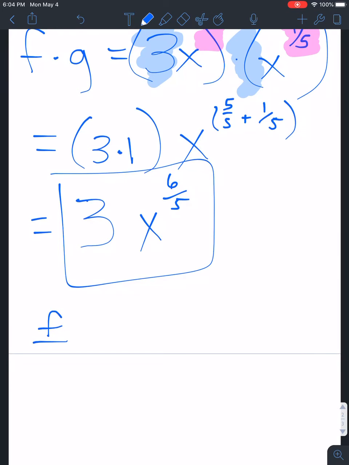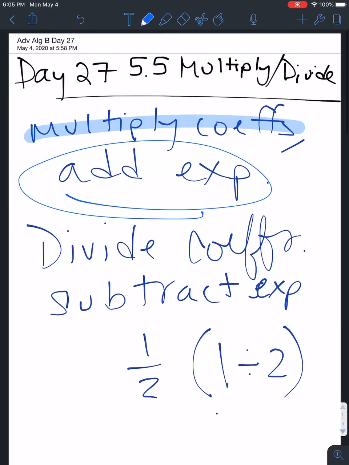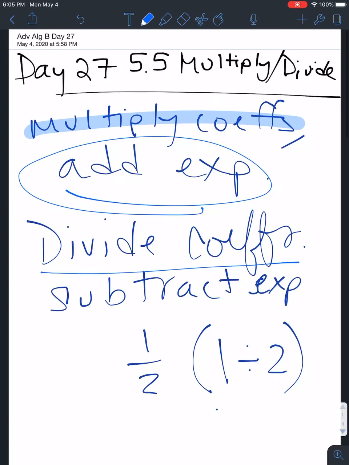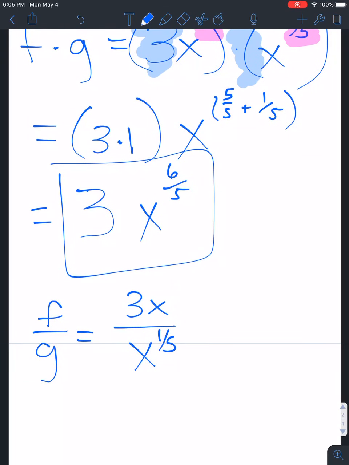Now let's talk about f divided by g. So f was 3x and g was x to the 1/5. So I have 3x divided by x to the 1/5. Now, if you aren't following the two steps, it's going to look confusing, but that's why you have to remember. With division, you always divide coefficients and then subtract your exponents. All right? Divide coefficients, subtract exponents.